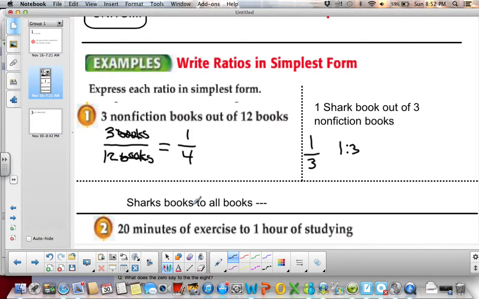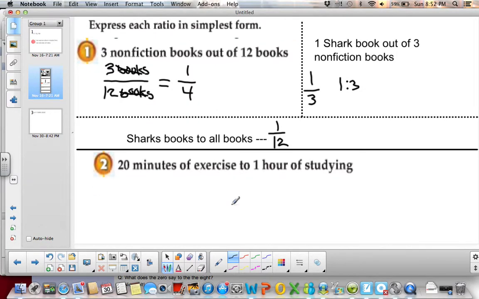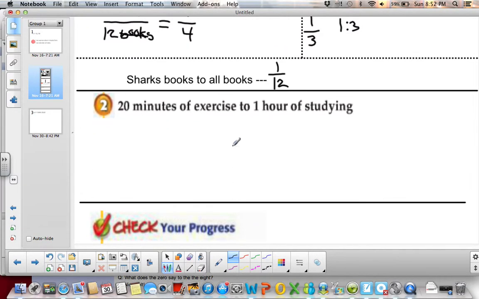What about shark books to all books? Well, I have 1 shark book, and then all books would be 12, so I would write it as 1/12, and that would tell me that 1 book out of all my 12 books is a shark book.